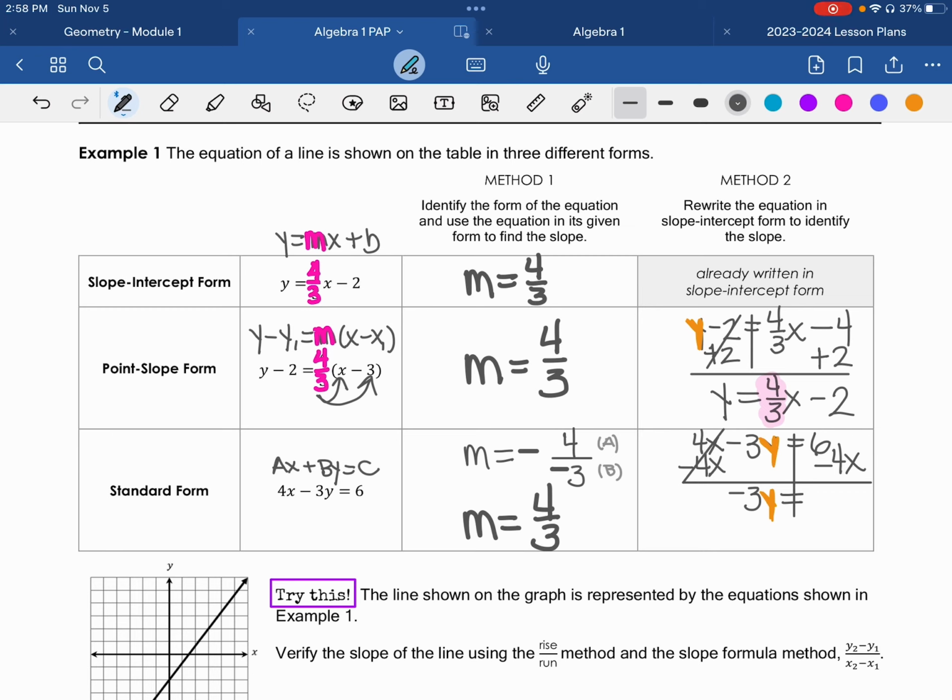I'm going to rewrite my subtraction with the minus 4x first plus that positive 6. You'll see why I'm doing this. I'm doing this to help me find the slope. After I've rewritten my subtraction, I'm going to divide by whatever number's in front of the y.